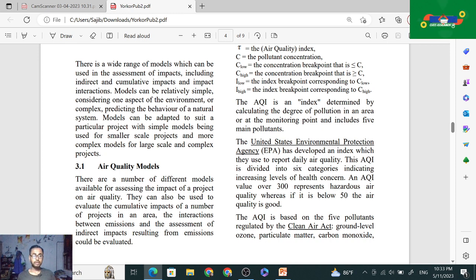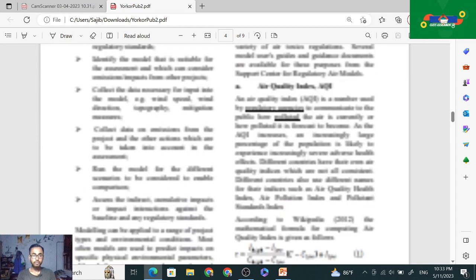Then air quality models: there are a number of different models available for assessing the impacts of a project on air quality. They can also be used to evaluate the cumulative impacts of a number of projects in an area. The interactions between the emissions and the assessment of the indirect impacts resulting from emissions could be evaluated.